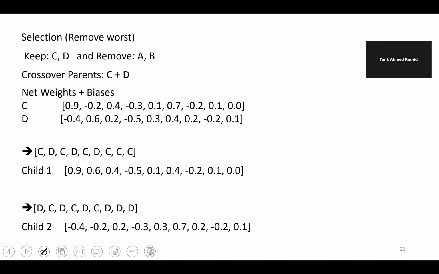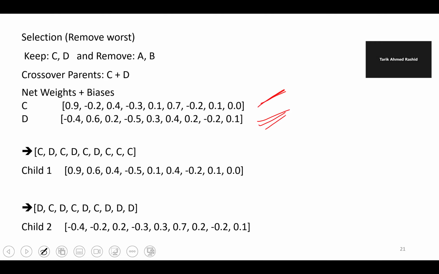Now, that's network C. That's its bias. That's the weight and bias for it. And this is the weight matrix. The weight matrix for C is this one, and the weight matrix for D is this one, from the diagram that we have.